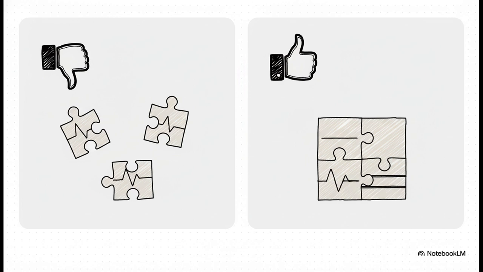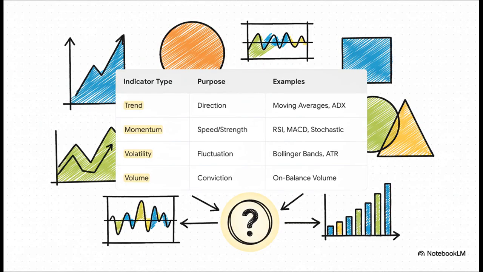The MACD tracks momentum. Bollinger Bands measure volatility. See the difference? Each one gives you a unique piece of the puzzle. So what you're really trying to do is build a dream team of indicator specialists. You want one for trend direction, another for momentum or speed, one for volatility, and another one for conviction or volume. This table right here, this is your guide.